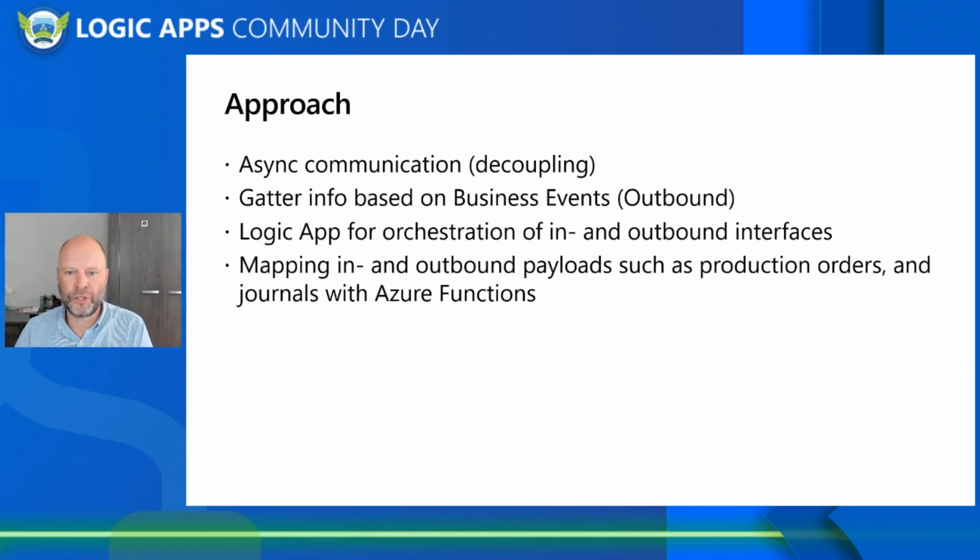We used Logic App for the in and outbound interfaces. So controlling the process of an outbound message, which could be a production order that needs to be sent to the production system. And on the other end, it could also be that the production system reports back that it's finished with some of the goods it used to produce something, and that's put back as a transactional message in Dynamics as a journal. For this, we use Logic App to do that orchestration.